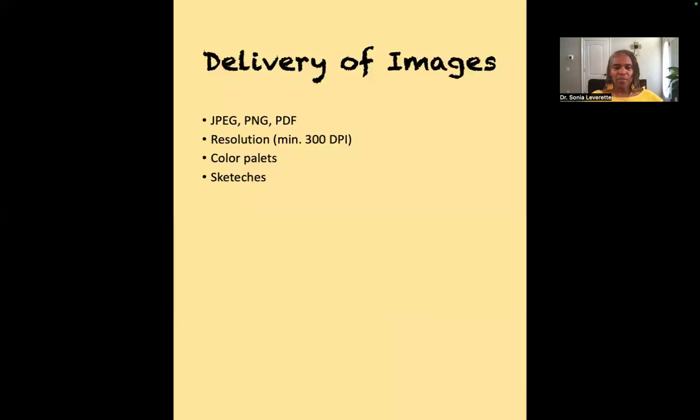So one thing you need to talk with your publisher about, if you're not self-publishing, is how do you want the images delivered? Is a JPEG good, or should it be PNG? Do you want to deliver it in PDF? Most will require a minimum resolution of 300 DPI for your pictures to print very clearly and to not be blurry. Think about your color palettes, because sometimes that comes into play and your illustrator may need information on that.